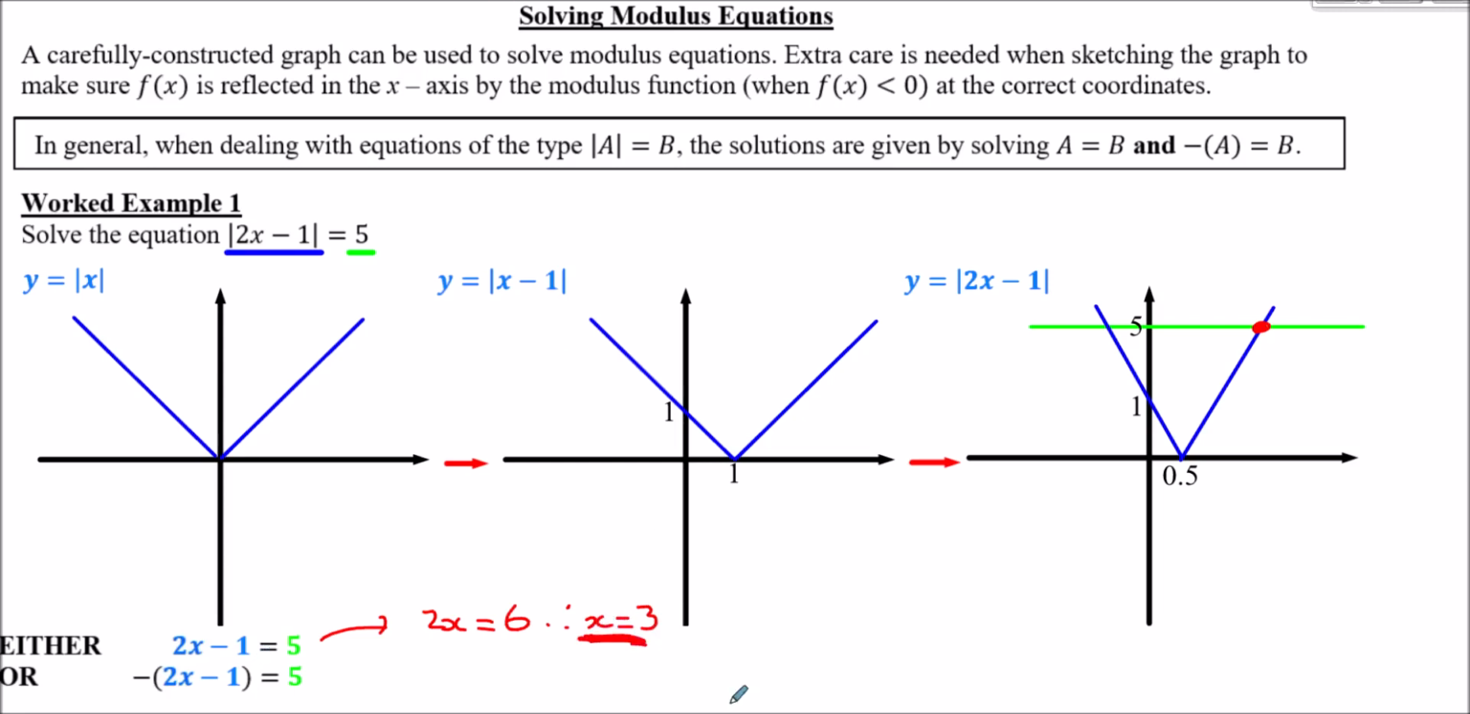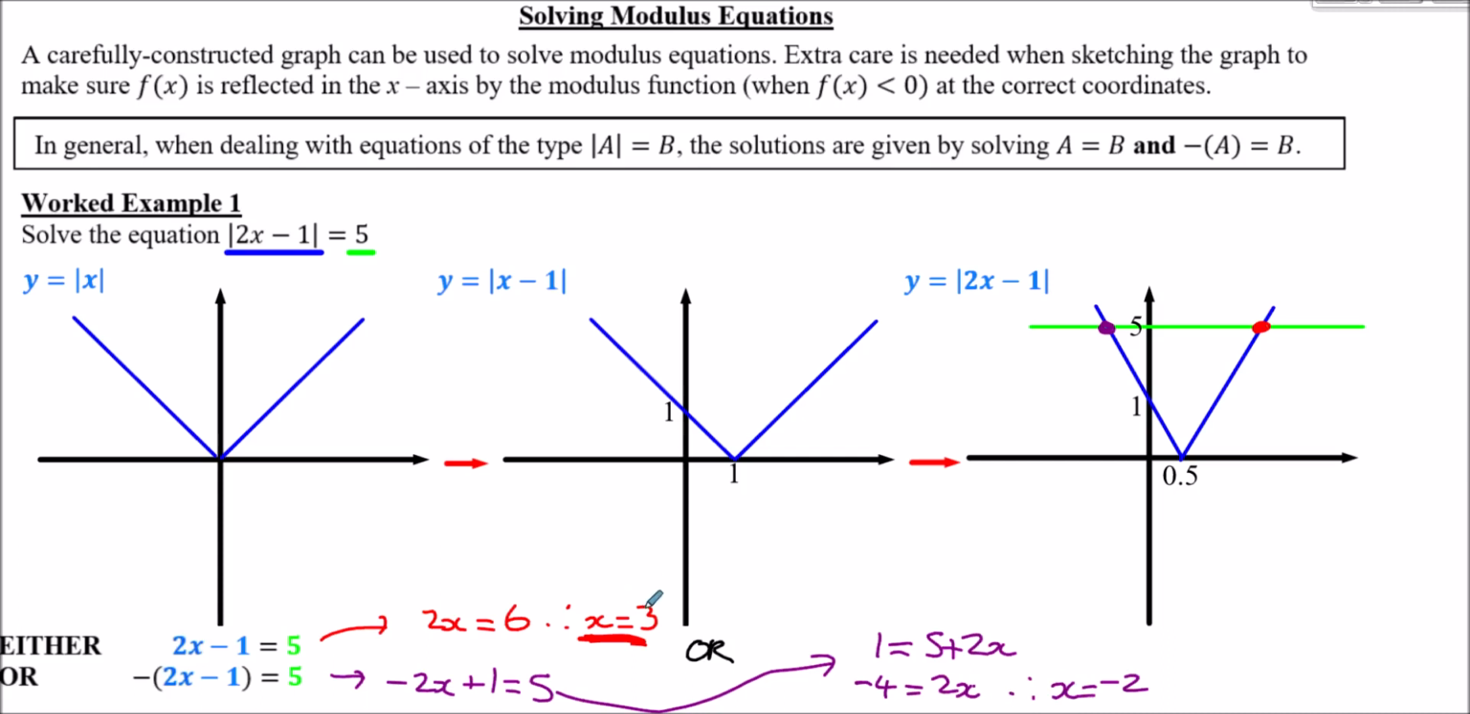Or of course, this other solution, let's pick a different colour, let's go for purple, is given from this one. So minus 2x minus minus 1 becomes plus 1. I'm making a big mess of this. Don't make it as messy as me. I'm going to add 2x to both sides. So 1 equals 5 plus 2x. Subtract 5 from both sides. 1 take away 5 is minus 4. And dividing by 2, x must be minus 2.